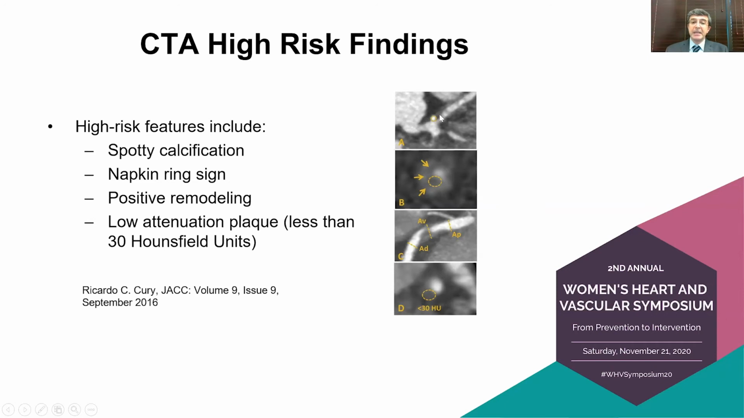So for example, spotty calcification, napkin-like calcification, positive remodeling, or low attenuation plaque, those are high-risk features, and those increase the possibility of an event in the future. We know that this is a very active part of the research, and there is a lot of research going on to find out what the high-risk features are, but these are some of those that we know.